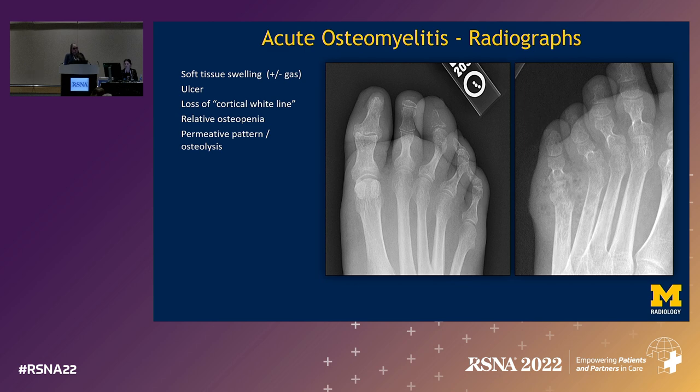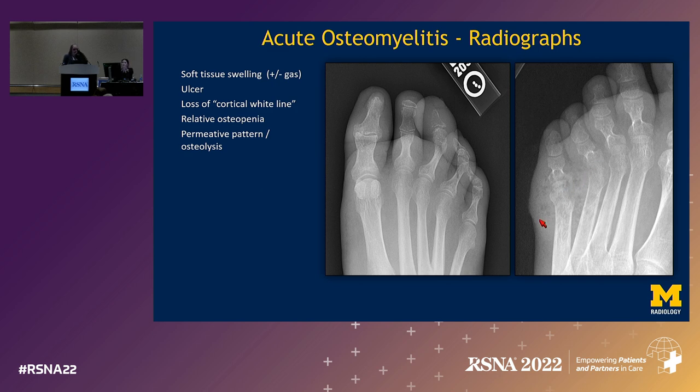So this is a case of acute osteomyelitis on radiographs where we see two different patients. The image on the left here, we see a markedly swollen third toe, and the image on the right shows a kind of a permeative pattern of gas throughout the soft tissues and erosion of the bone.